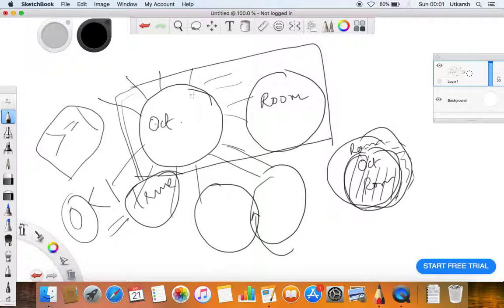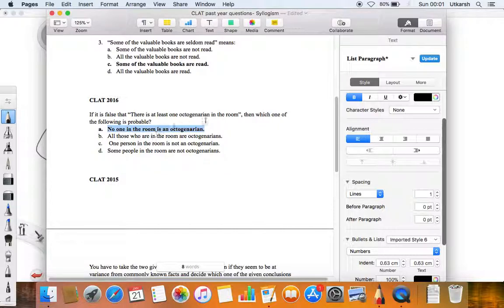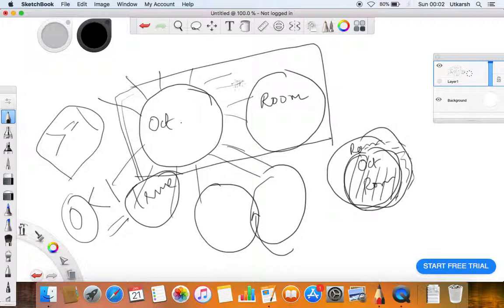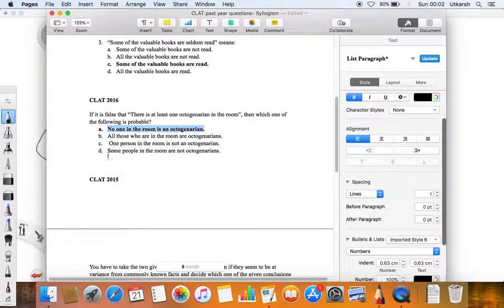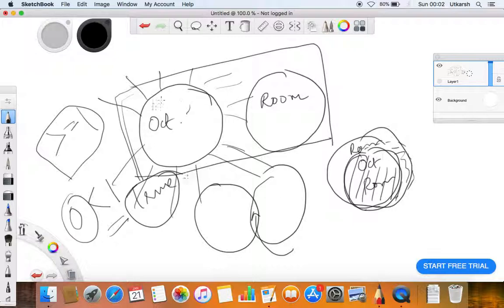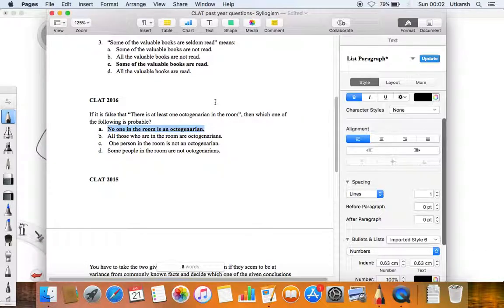Just think of it as a categorization exercise, that you make a plate, then you divide it into those plates so that it's easier for you to recollect and compare. So this is correct. No person in the room is octogenarian. Here you don't know whether people exist who are not octogenarians, so you cannot say for sure with these two options. But this you can say for sure, that no one in this room is octogenarian, because here is the octogenarian plate. If someone is on this plate, they are not in the room, and if someone is in the room, they are not on this plate. So this is the answer for this question.